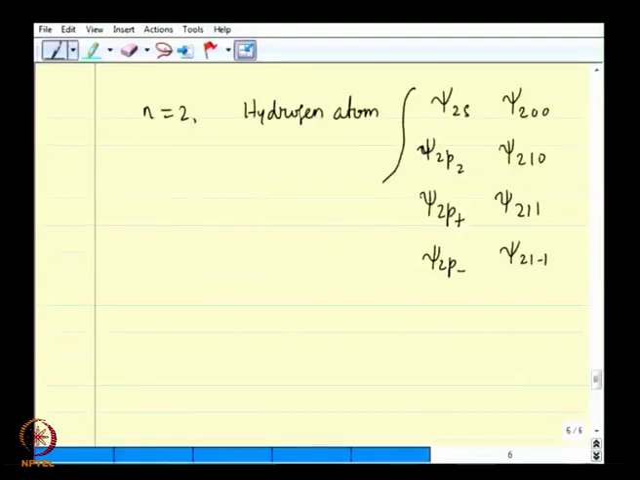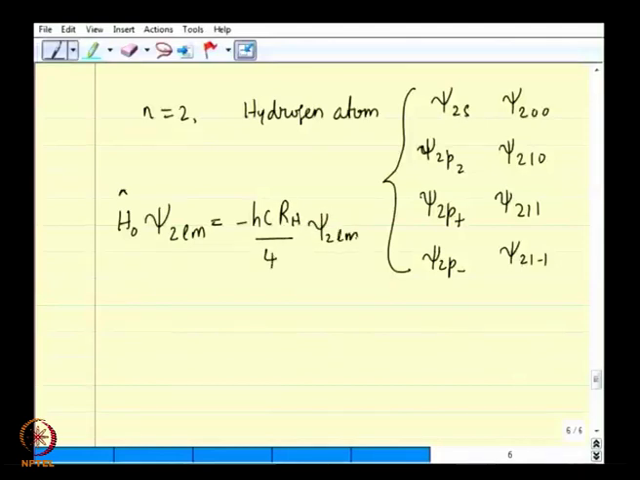There are 4 states, all of which have the same energy, namely H0, the hydrogen atom Hamiltonian, on psi 2 l m. It does not matter which l and m is, that is 0 0, 1 0, 1 1, 1 minus 1. All of these have the same energy, minus, sorry, if you remember the Rydberg constant, minus hc Rydberg constant by 4 times psi 2 l m. Therefore you have 4 states, 4 degenerate states.